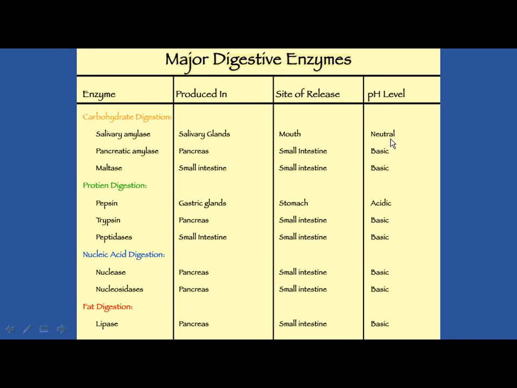I want you to think most of them are neutral or slightly basic. The only exception, this one right here, this is the special case, the pepsin in your stomach, which is incredibly acidic. The rest are working in your mouth, pH 7 or 8, or the small intestine, which is a pH of about 8, so pretty darn close to neutral. So that is the stuff you're going to need to know.